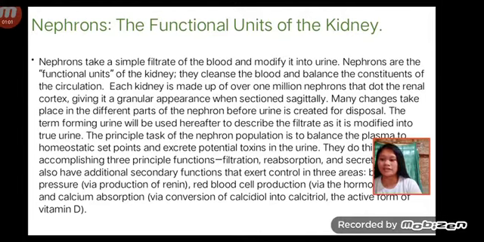The first is filtration. It is the mass movement of water and solutes from plasma to the renal tubule that occurs in the renal capsule. About 20% of the plasma volume passing through the glomerulus at any given time is filtered. The second is reabsorption, the movement of water and solutes from the tubule back into plasma. The third is secretion. The filtrate from the glomerulus flows to the renal tubule where nutrients and water are reabsorbed into capillaries.